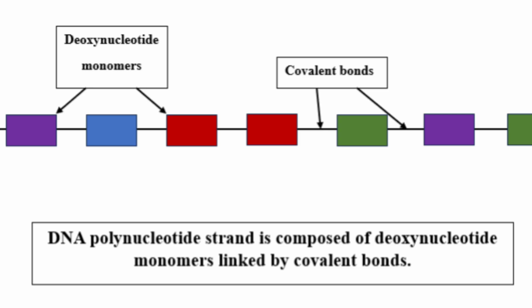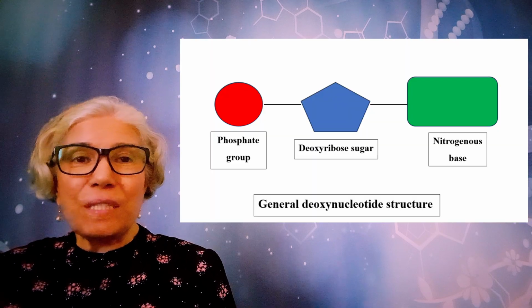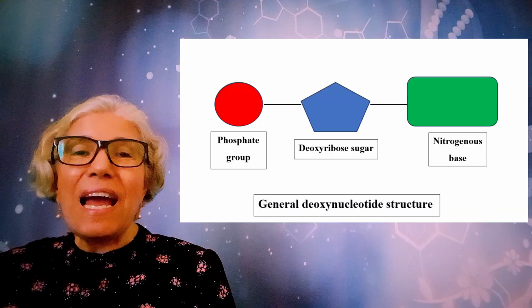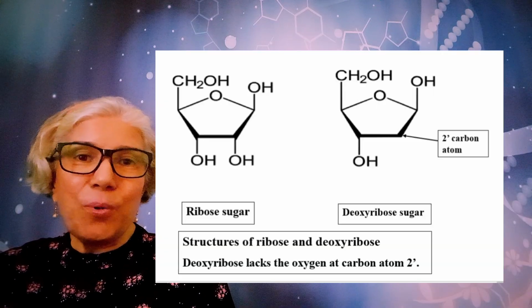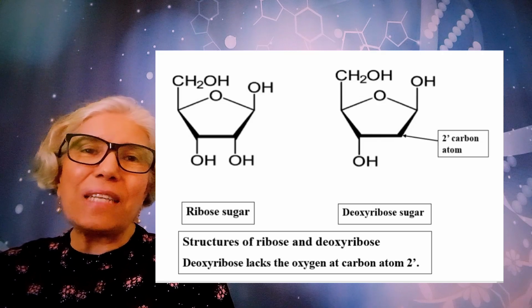In order to understand the wondrous workings of DNA, we first need to look at its structure, because structure determines to a large extent the functions of this amazing molecule and the way it performs in our lives. DNA is a very long polymer containing the monomers called deoxynucleotides. The deoxynucleotide is composed of a nitrogenous base, a deoxyribose sugar, and a phosphate group. The deoxyribose sugar is ribose sugar lacking the oxygen at the carbon number 2'.